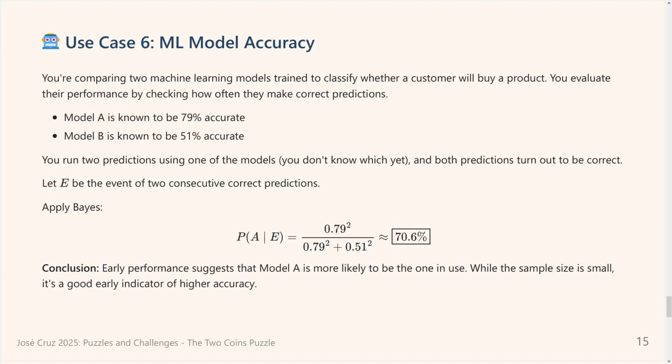That's the approach. It's not, I believe this is the right choice because 80% of the companies use it. Yeah, but my company is not the other companies. They are not the same people, the same money, the same geography, the same customers. Nothing is similar. So it's not a reason. It's just an opinion, okay? Conclusion: early performance suggests the model is more likely to be the one in use. While the sample size is small, it's a good early indicator of higher accuracy. It's intuitively from the values, and probably this is the reason from previous executions that make this value grow here.